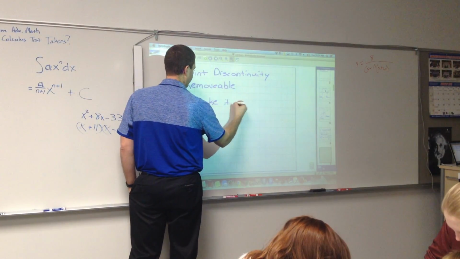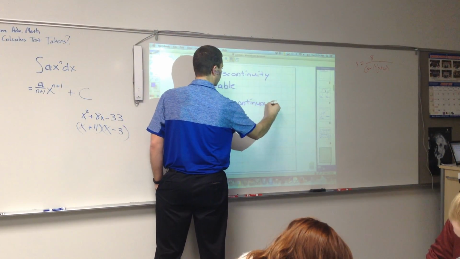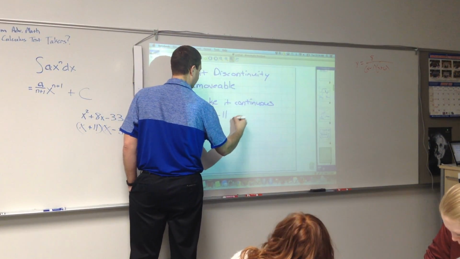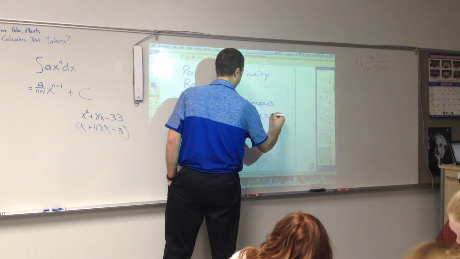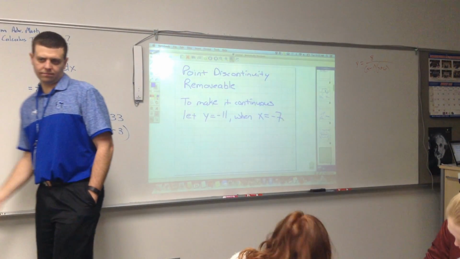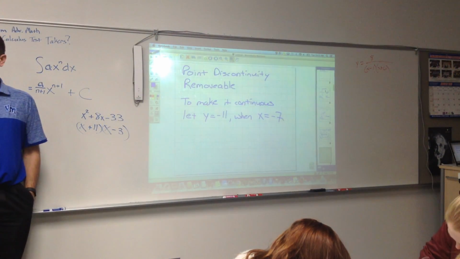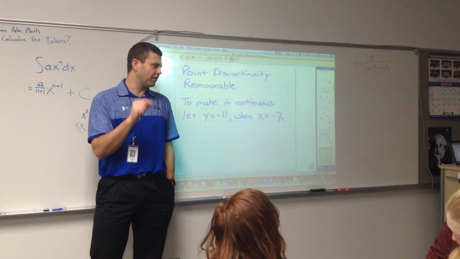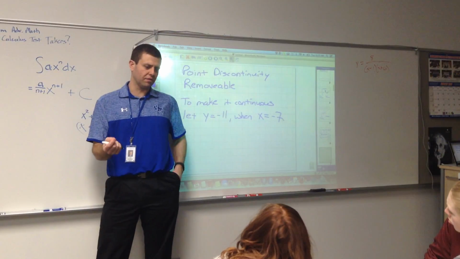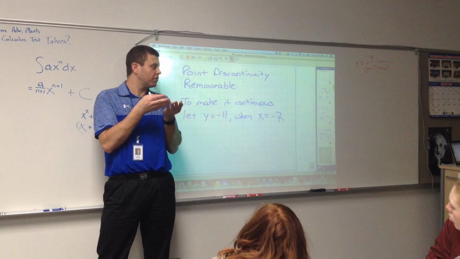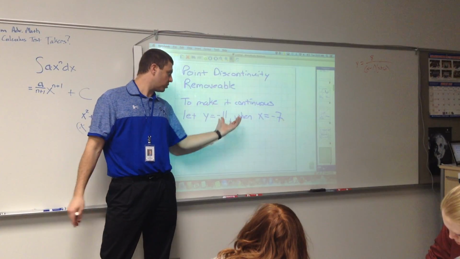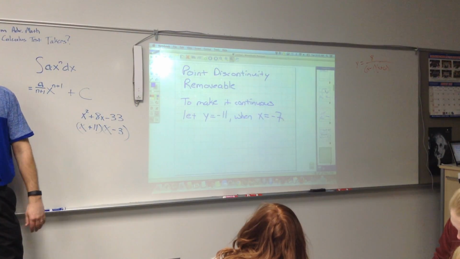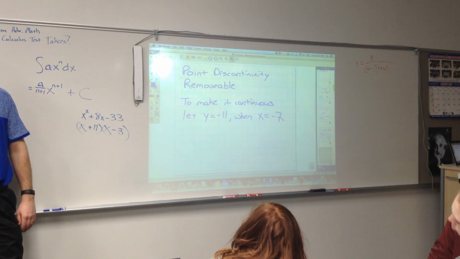To make it continuous, let y equals negative 11 when x equals negative 7. You could just write something like that. Basically, we are assigning y a specific value when x equals negative 7. Even though negative 7 was not in the domain of the original, if we wanted to make it a piecewise function, we could make this function continuous by simply adding this coordinate. Okay?